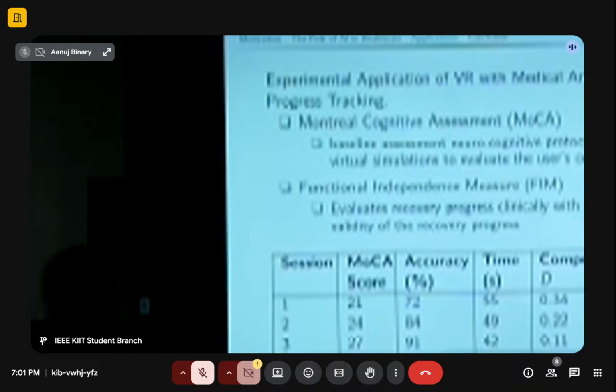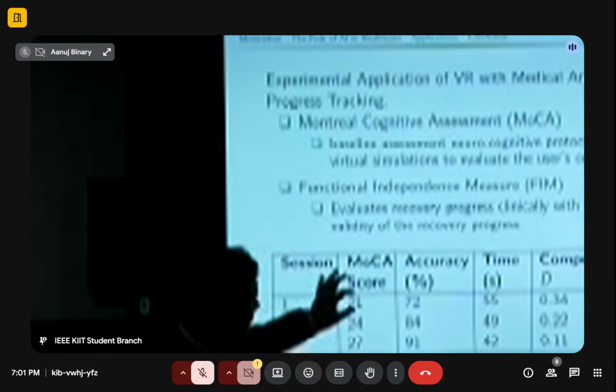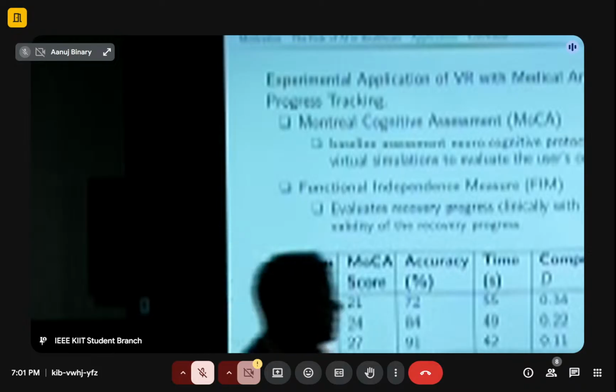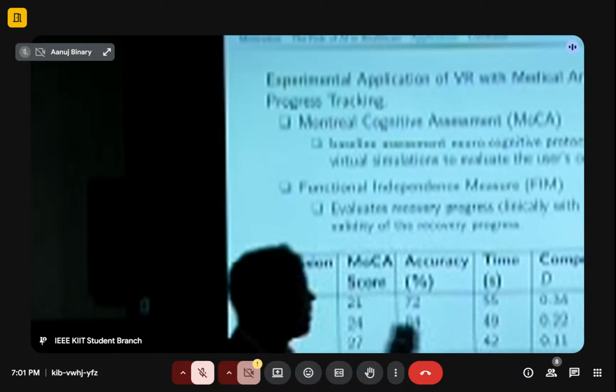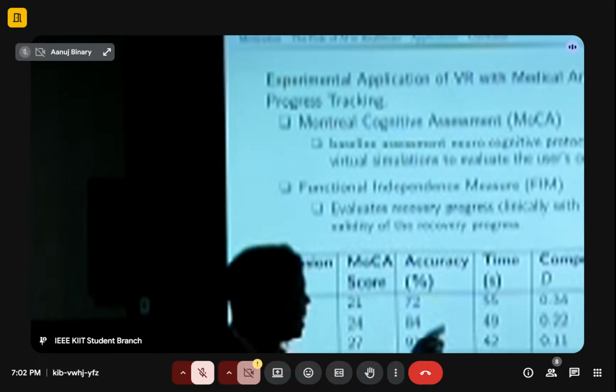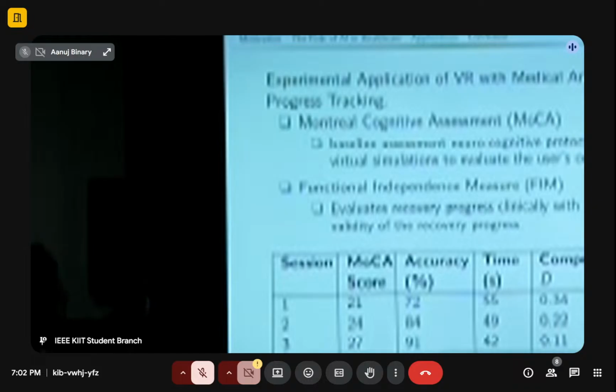This is just simply a result. You can see when the MOCA score is less, we are getting an easy result level. When it increases, it becomes challenging, and the accuracy you can see, when the MOCA score is less, that means it is a very easy level, and when it increases, it is a very difficult level, and these are the times it will take to get this accuracy, okay. So these are all about how we have done the experiment, and MOCA and FIM help to track the progress of the patient, how it is taking place, okay.